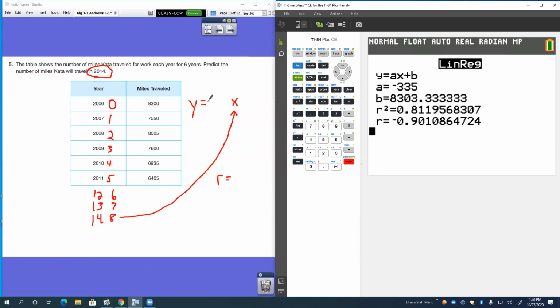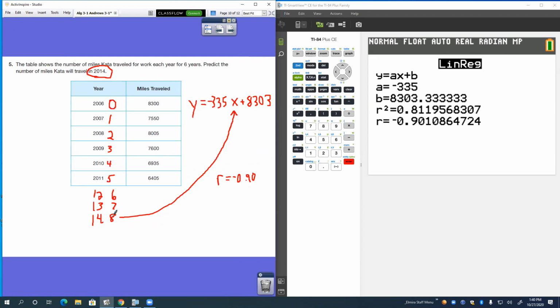And so we have negative 335. That's the number that goes in front of your X. I'm going to round to the nearest whole number here. So plus 8303. Our R value is negative 0.90. That would represent a strong negative correlation, strong and negative.